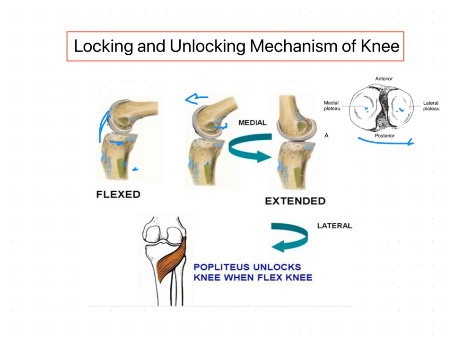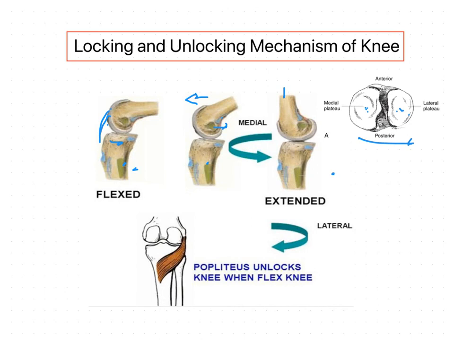Now, the extension of the femur on a relatively fixed tibia results in additional motions. So what are the additional movements we can see in extension?